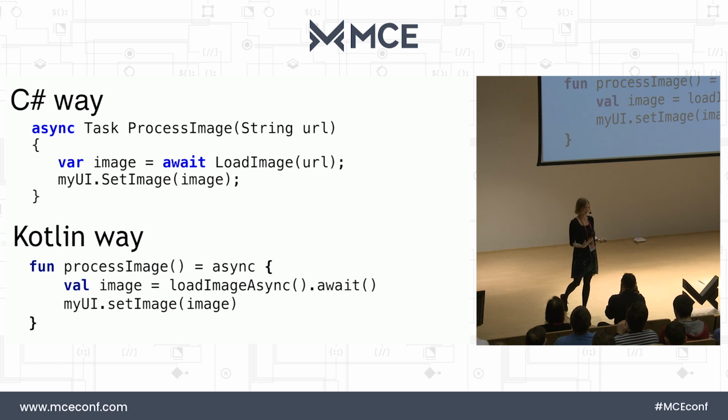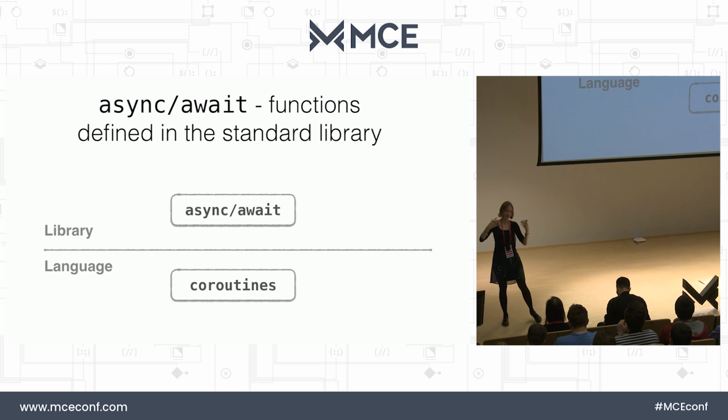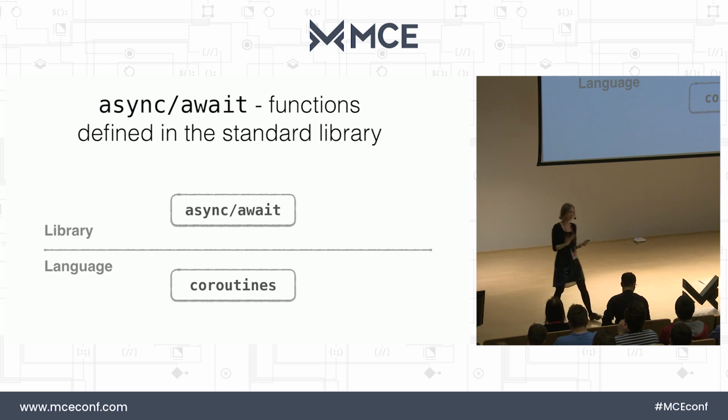However, there is a difference. In Kotlin, async and await are not built-in language constructs, but functions. So in Kotlin, async and await are functions defined in the standard library. You can think of it as follows. The language itself provides the support for coroutines, and on top of it, you can build lots of useful libraries implementing well-known patterns like async await. So here, coroutines live under the hood in the language, and async await are just functions.